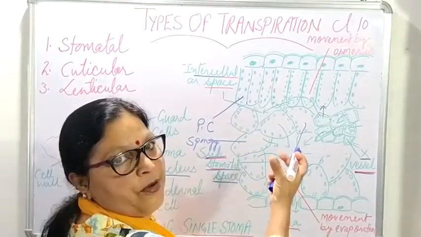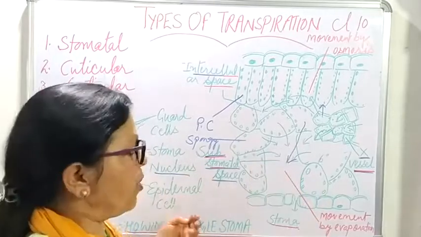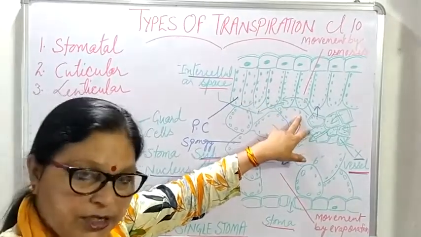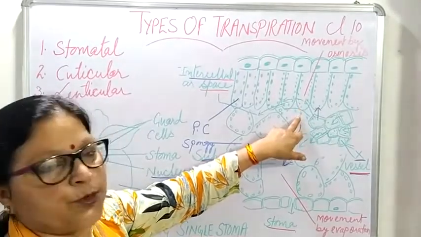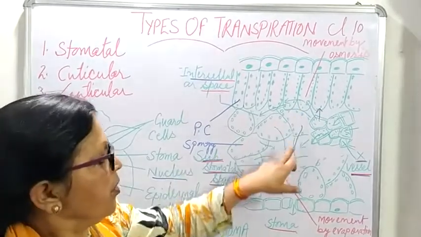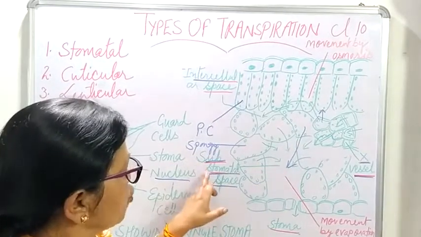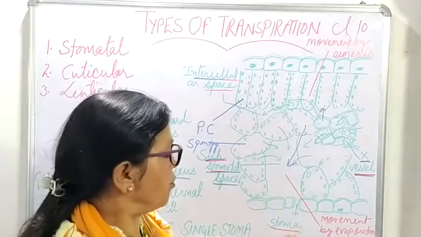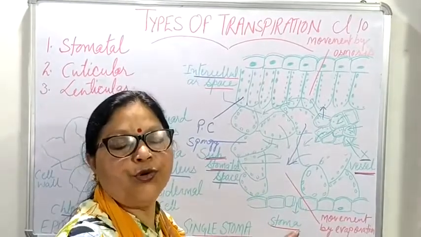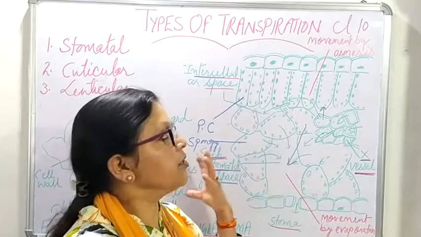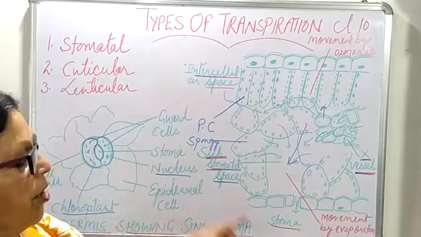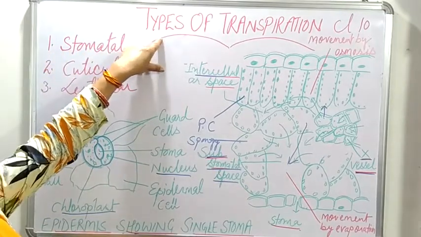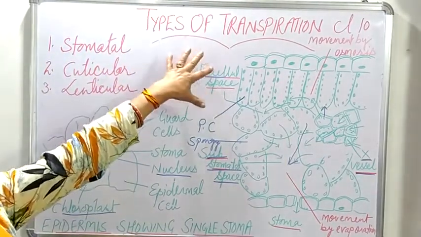When the water will evaporate from these cells, then this water vapor will start collecting in the intercellular space. From the intercellular space, on saturation, it will collect in the substomatal space, and from there it will move out by the process of diffusion. It will move out through the stoma. So this is how transpiration occurs through the stoma. That means stomatal transpiration. So this was about stomatal transpiration in detail.